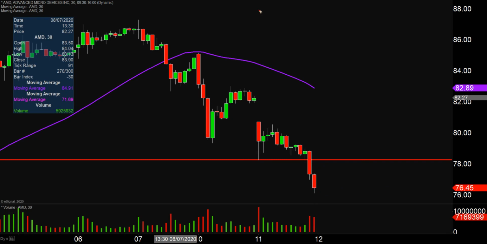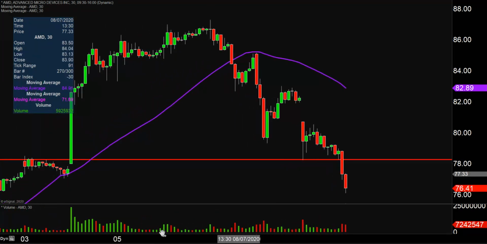And then for more of the overarching standpoint, keep an eye on that purple line right there, the 50-period moving average. But as of right now, it's not really too relevant because first off, the price, like I said, just has to be able to bounce, and then it's got to be able to get above 78.25. And then at that point, it makes a little bit more sense to be talking about the 50-period moving average.